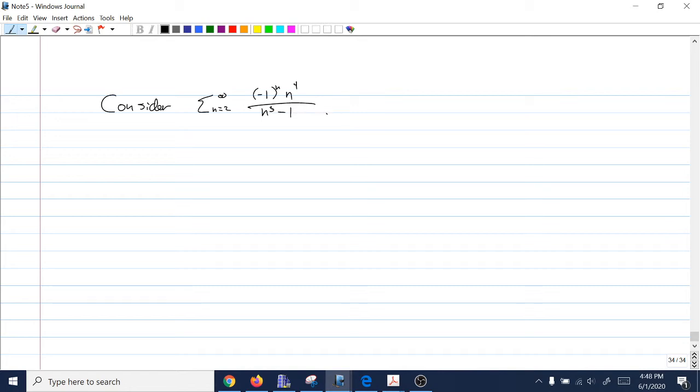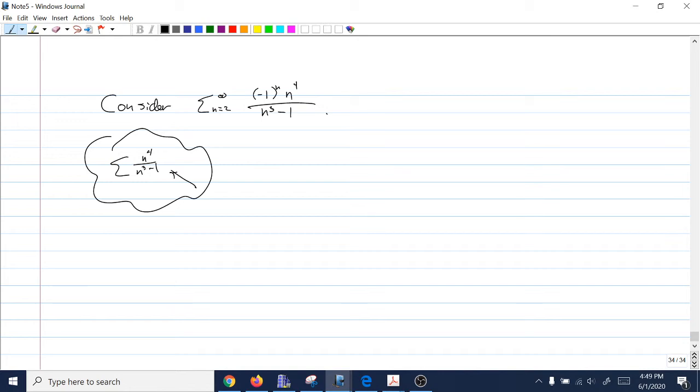What's going on with this guy? Again, I think about the absolute series. What happens if I get rid of the negative 1 to the n's? If this thing converges, then the original converges absolutely and I'm done. If this thing doesn't converge, then I'm worried about maybe it converges conditionally or maybe it diverges and I have to figure out which is which.